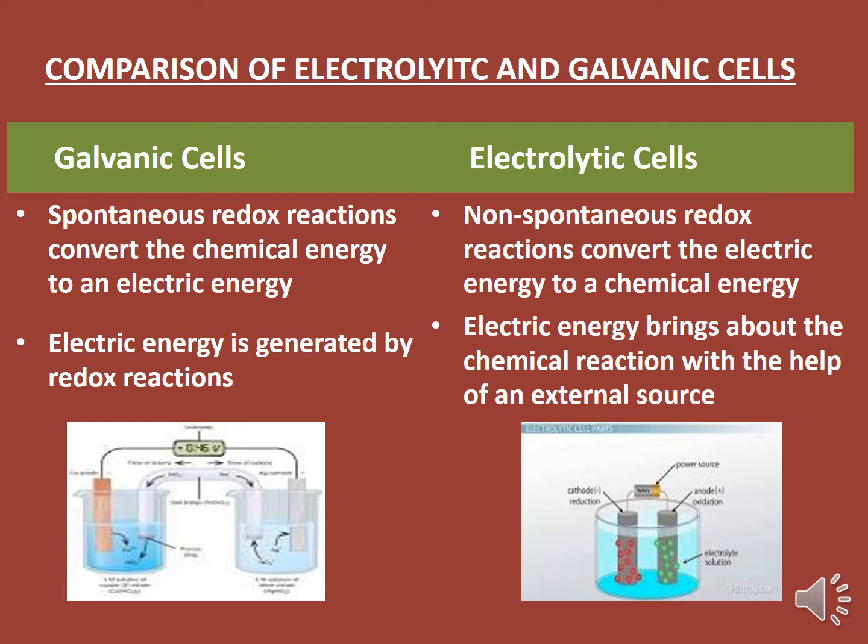In a galvanic cell, electrical energy is generated by redox reactions, meaning oxidation and reduction reactions take place at the anode and cathode, and as a result electric energy is produced. In an electrolytic cell, electrical energy brings about the chemical reaction with the help of an external source. We have to provide a battery to the cell for providing electricity. You can compare both cells with the help of these given diagrams as well.